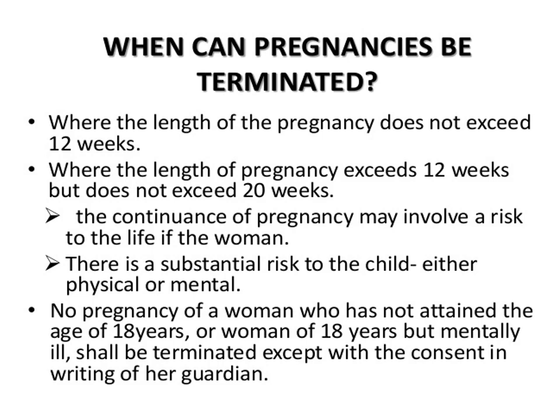No pregnancy of a woman who has not attained the age of 18 years, or a woman of 18 years but mentally ill, will be terminated unless there is written consent by the guardian. So you have to have consent. Below age, you have to have consent.